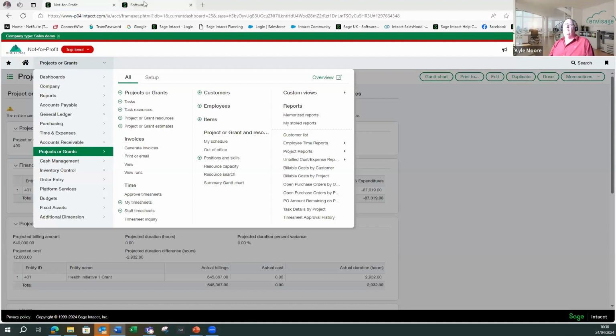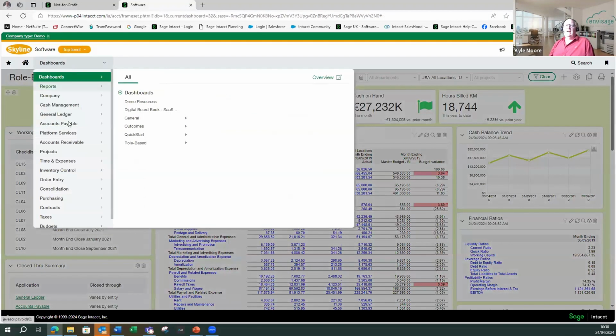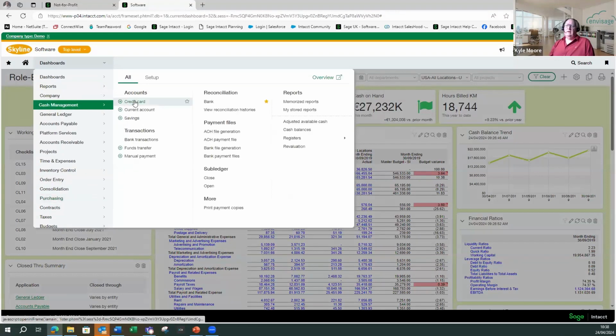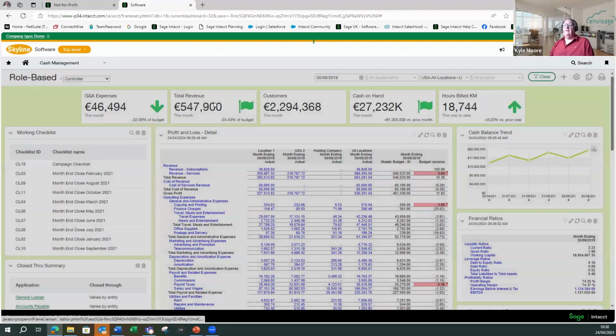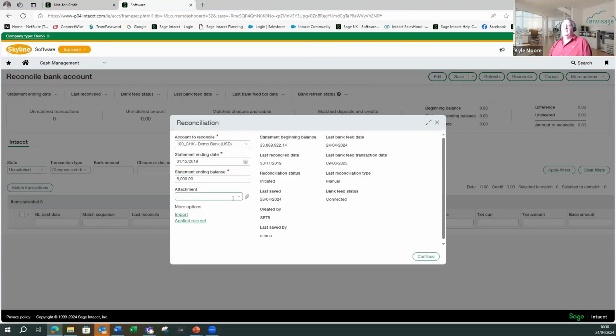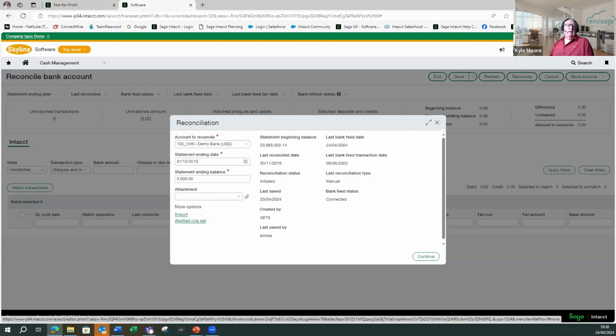And whenever we look at our bank rec within Sage Intacct, in the cash management, we can look at credit cards, current accounts, bank transactions, but I'm looking at the bank reconciliation at the moment, and I'm going to reconcile this as a USD bank account. We've got our ending balance, etc. We can have attachments and downloaded transactions that we can do.